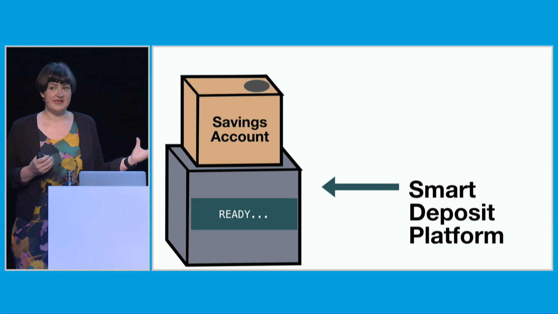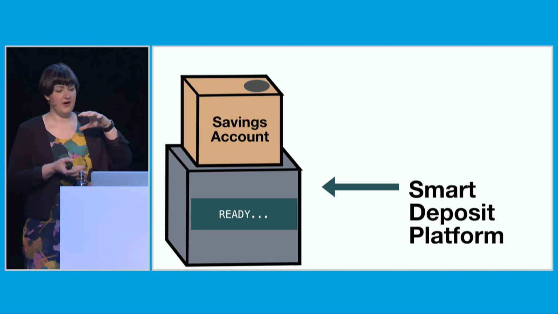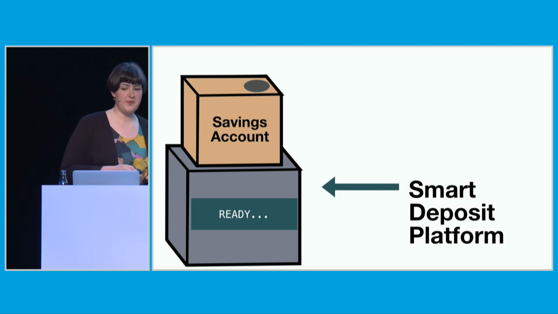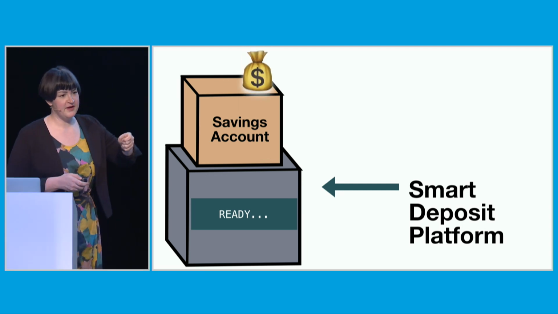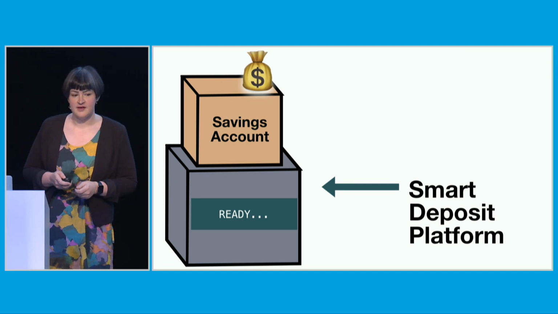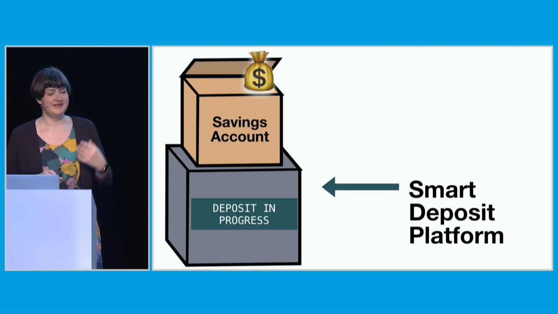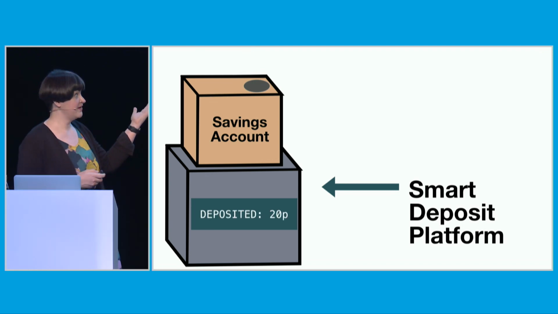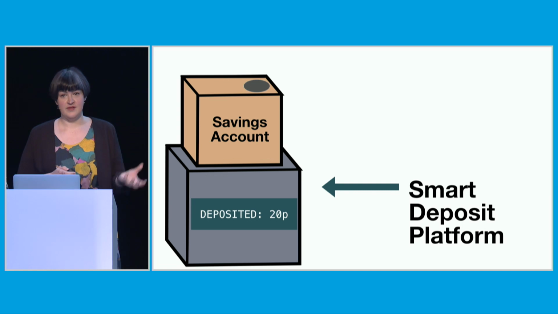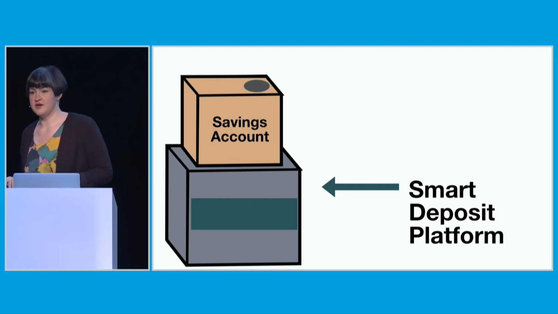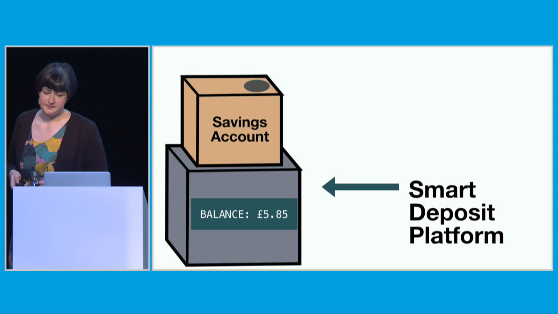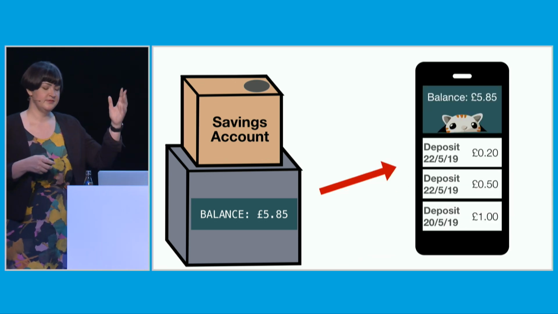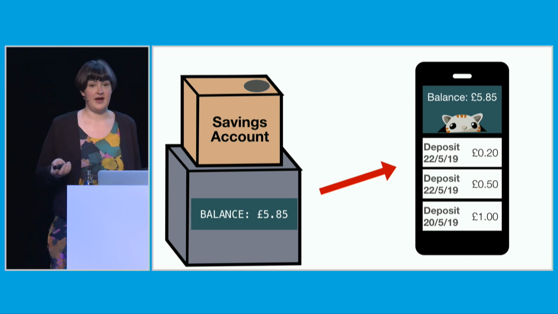So we have our existing savings account, and our new Smart Deposit Platform sits below the existing savings account. And the same kind of thing, the user puts their deposit on the bank, the cat comes up, takes the money into the account. The user then knows how much money they've just deposited, and they also get notified what their balance is. And then this all works by talking to the iOS app so they can access their account information anywhere.